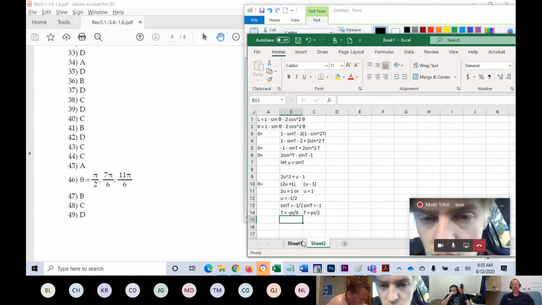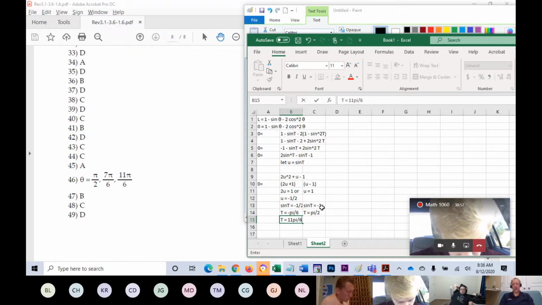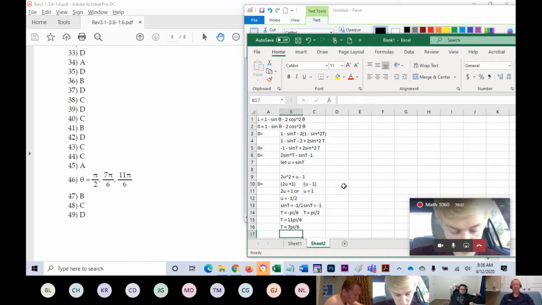If we're doing that from 0 to 2 pi, negative pi 6 would be the same thing as t equals 11 pi 6 in quadrant 4, and it would be 7 pi 6 in quadrant 3. Okay, so don't mess up your sign. That messed up everything.